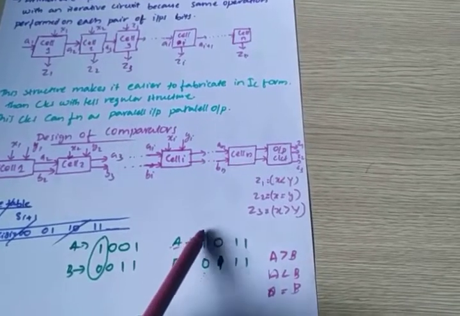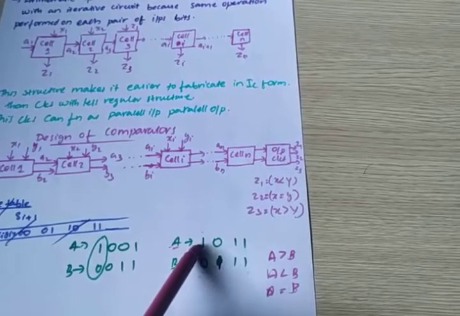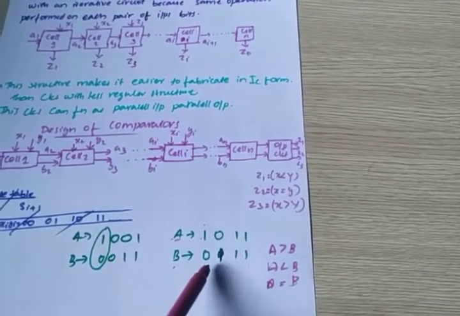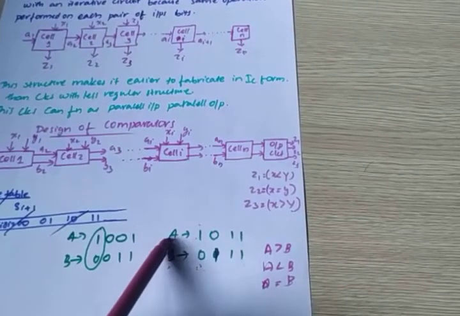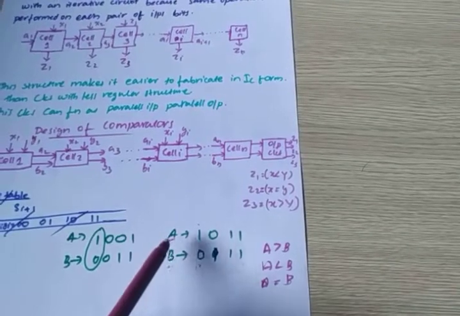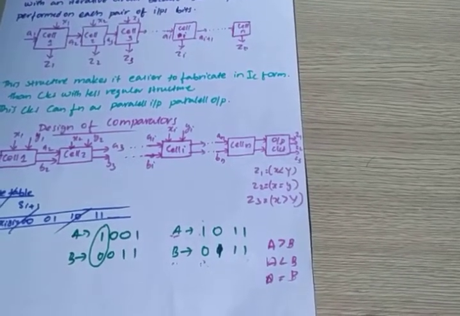First the machine will scan the MSB. Here A is 1, B is 0, so A is greater than B. From the first scanning itself we can understand A is greater than B. So we made a conclusion that A is greater than B. Okay, so this is the idea.